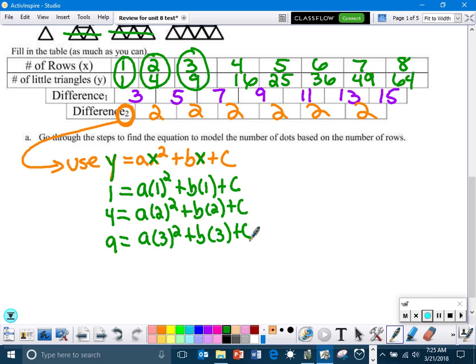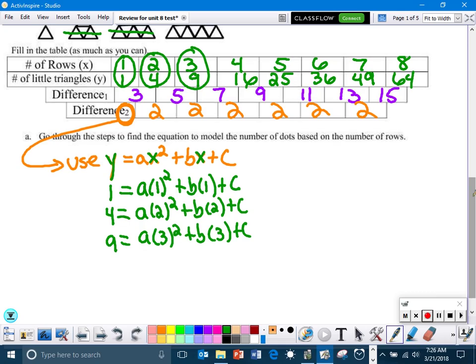That's it. Because we have 3 letters that are unknown, a, b, and c, we need 3 equations. 3 unknowns, 3 equations. All right, so now what I can do is I can write a matrix. Let's go right into the matrix.